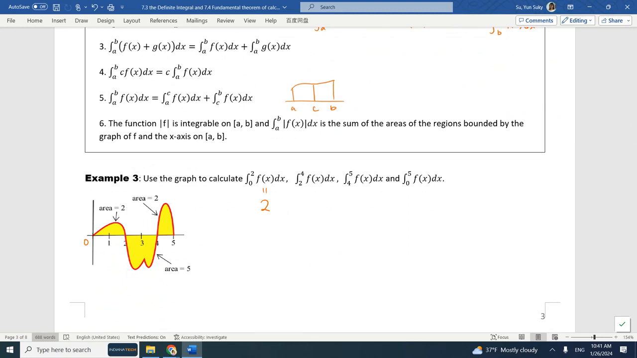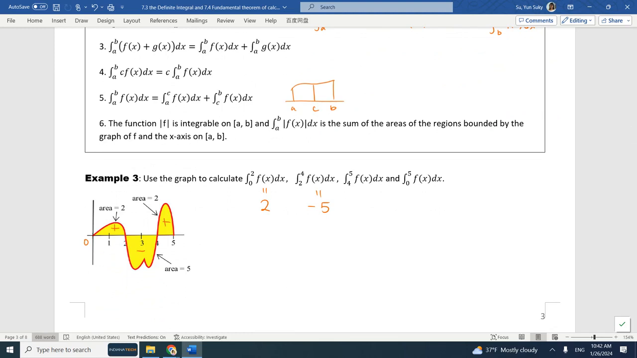Integral is the area from 2 to 4. What's the area here? 5. But it's below the x-axis. So you say negative 5. Yes, above is positive, below is negative. So that's negative 5.